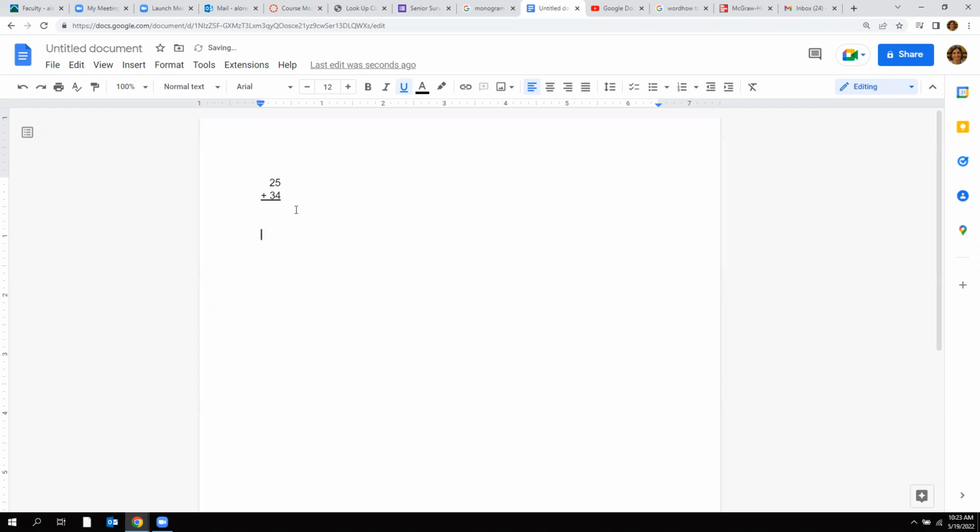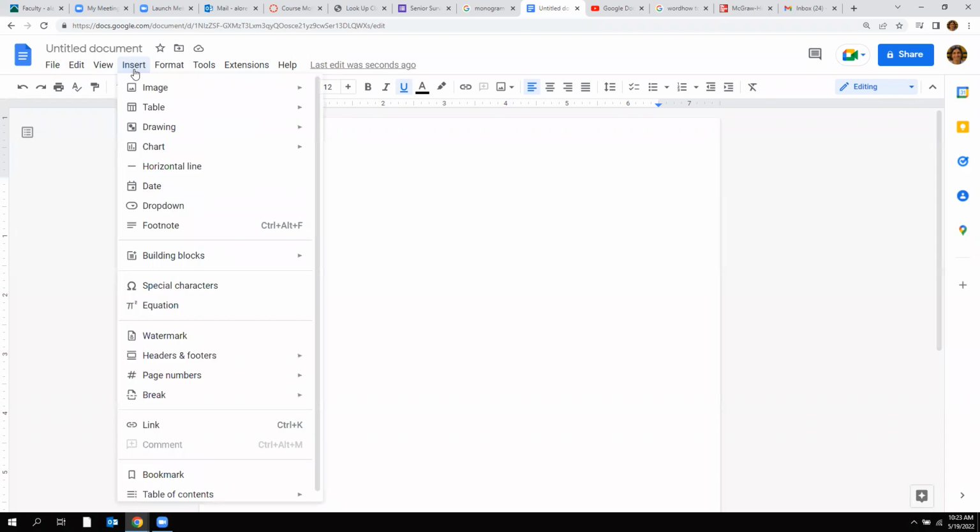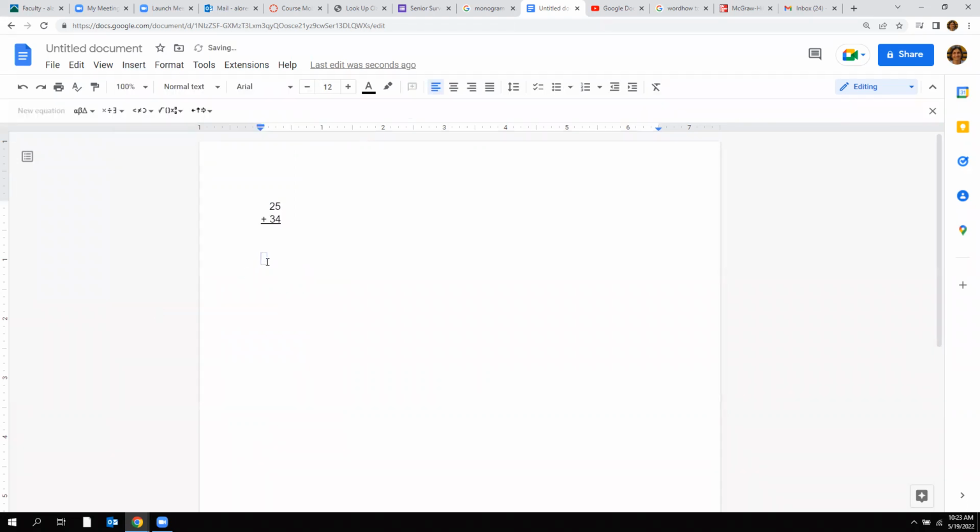Let's say for question number two, we want to use square roots or exponents. For that purpose, we are going to go to Insert and then to Equations. I will type an expression which requires order of operations to solve it.